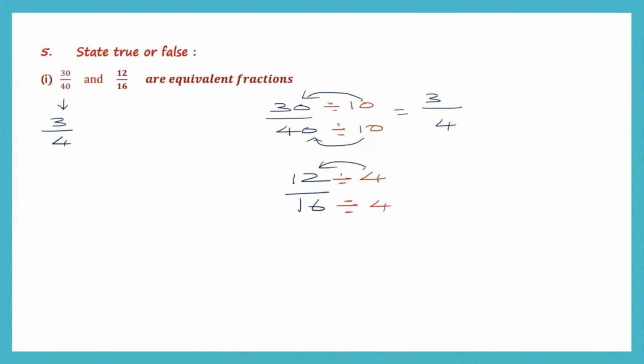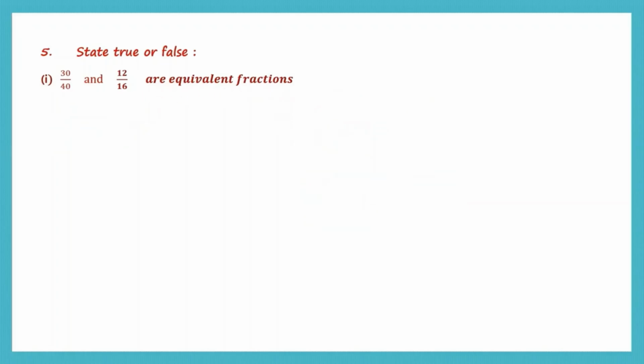4 into what is 12? 4 threes are 12. And 4 into what is 16? 4 fours are 16. So what did we get here? 3 by 4. That means this fraction, when you reduced, you got 3 by 4. As you can see, both are equal. So the first fraction, when you reduced, it became 3 by 4. Second fraction, when we reduced, we got 3 by 4 also. So that means 30 by 40 and 12 by 16 are equivalent fractions. That means this statement is true. So let's write that the statement is true.